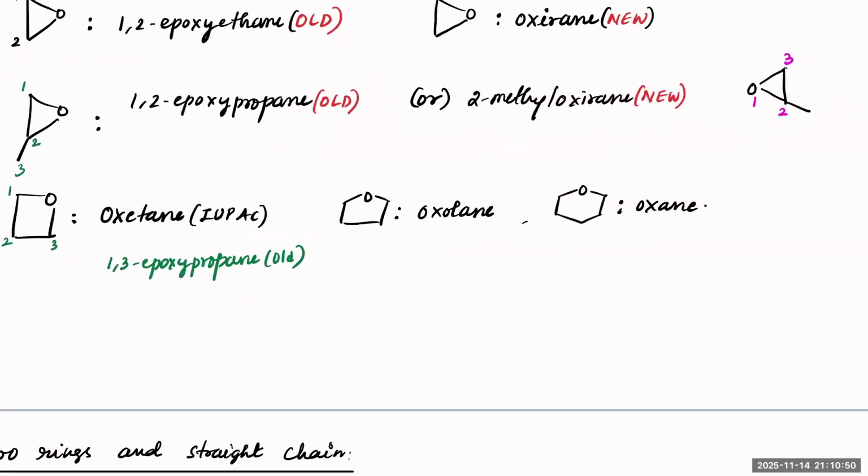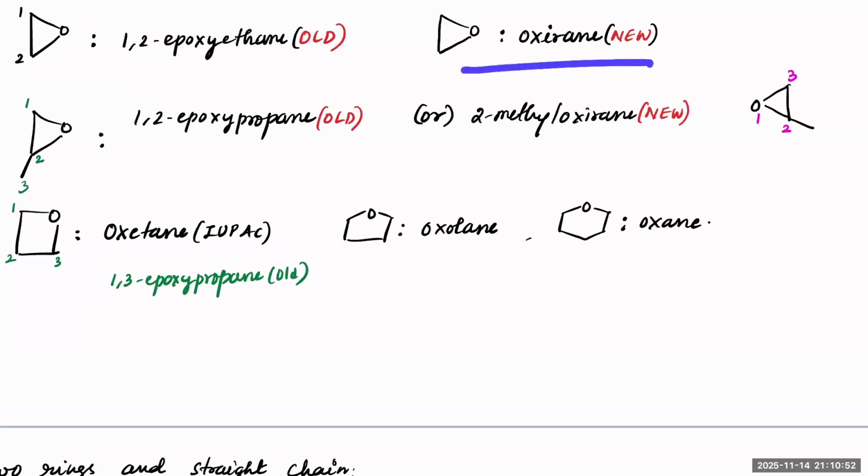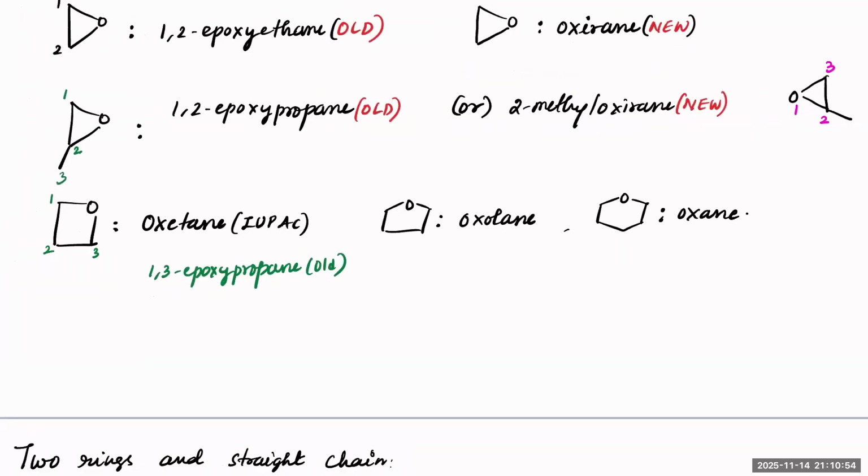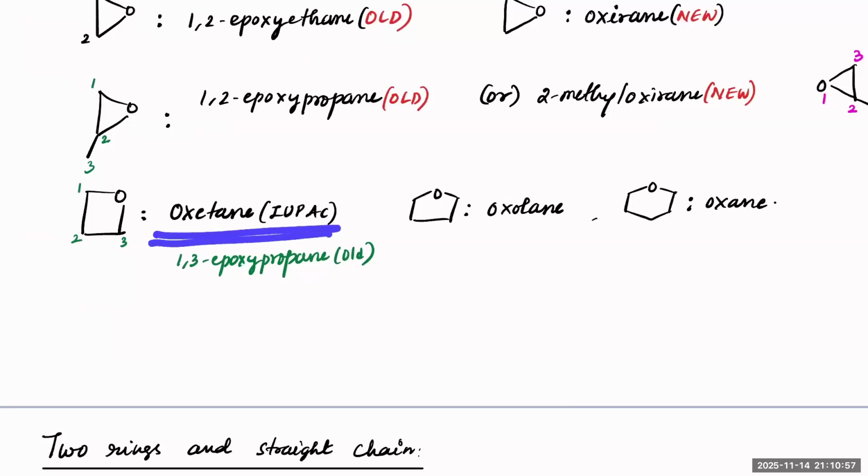So if it is a 3-membered ring, you call it oxirane. If you have a 4-membered ring, the name is oxetane. 5-membered ring, oxolane. 6-membered ring, oxane. You don't have anything above this in the syllabus. So you will only have up to the 6-membered ring: oxirane, oxetane, oxolane, and oxane.